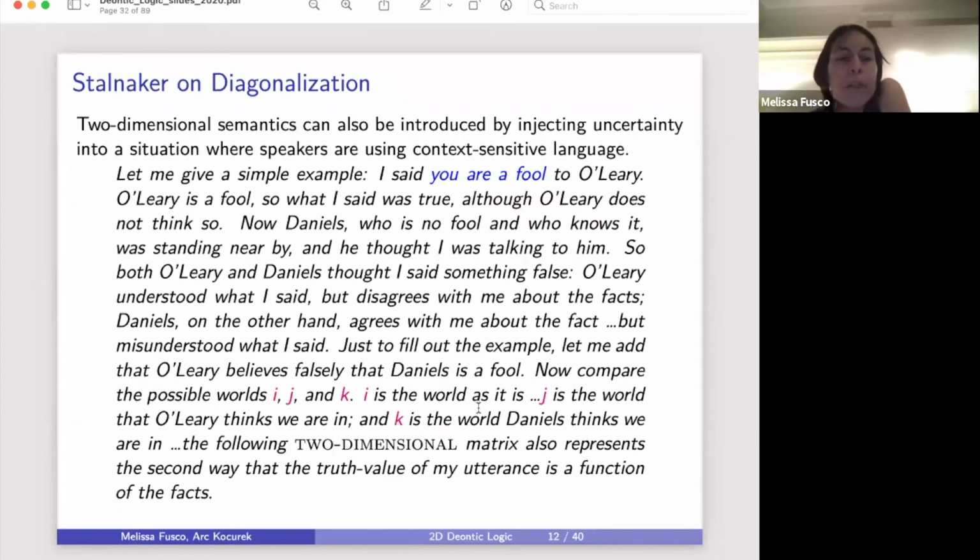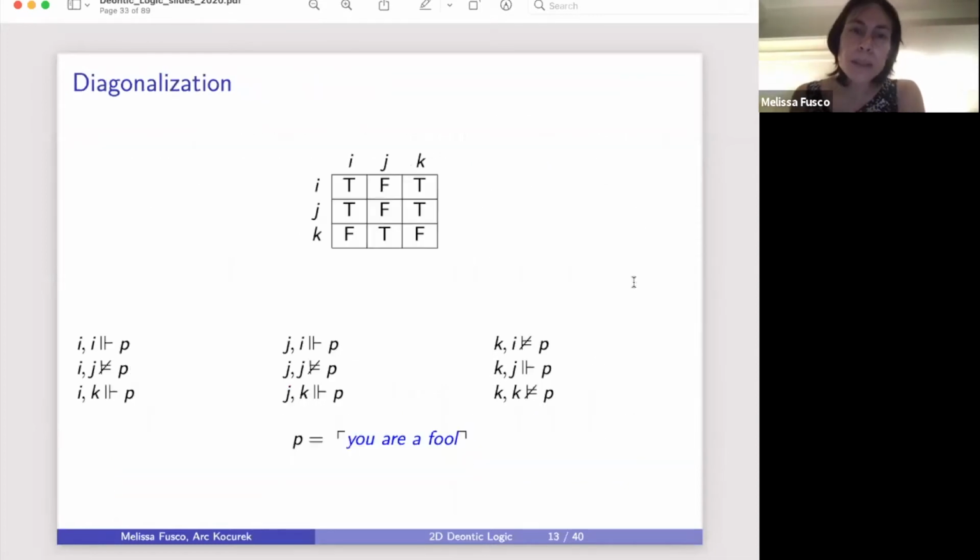So the following 2-dimensional matrix, actually, I would paraphrase this slightly, represents the 2 ways that the truth value of my utterance is a function of the facts. So here's his picture, right? Along the 2 axes, we have I, J, and K. You know, these squares are sort of ordered pairs of those worlds. And then we'll just treat "you're a fool" as an atom, call it P, right? And that atom takes truth values at each one of these points.